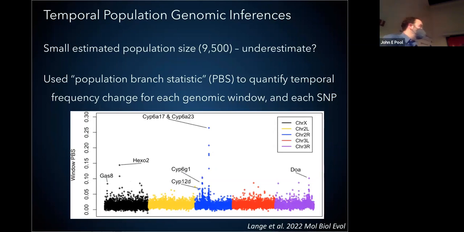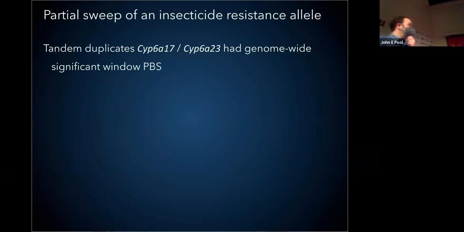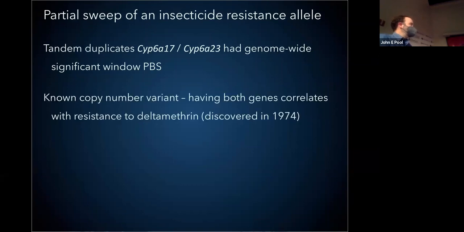And I mentioned there were a couple of genome-wide significant loci. One of them, of course, is this highest peak here, which is a pair of tandemly duplicated cytochrome P450 genes. In fact, these genes are known to have a role in insecticide resistance, and there is a known copy number variant at these genes that has been correlated with resistance to a specific insecticide called deltamethrin, which I will mention was discovered in 1974 and commercialized shortly after.